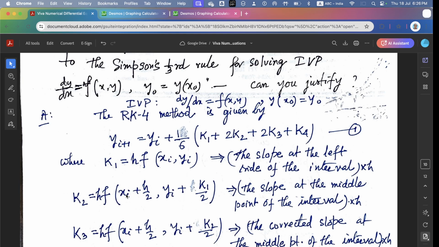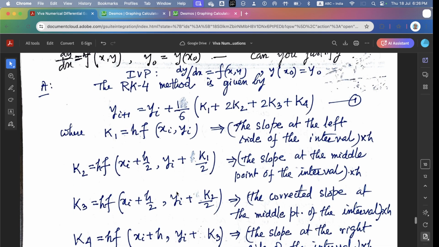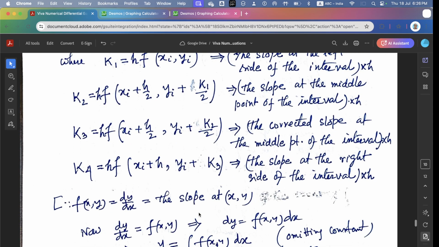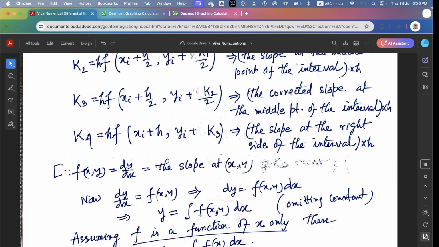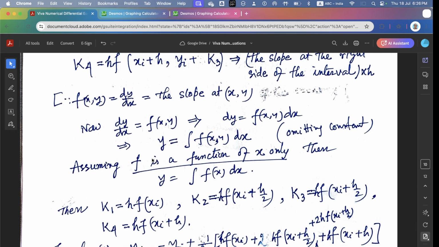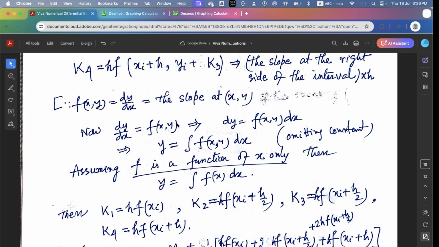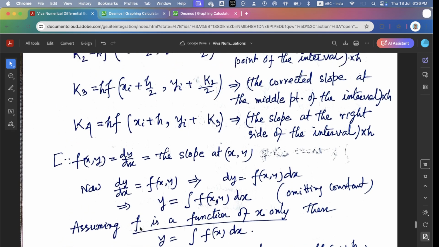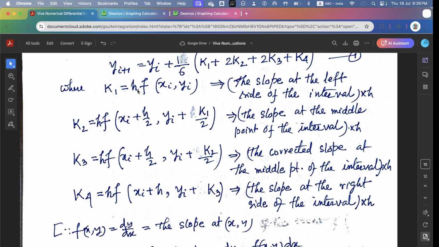k2 equal to h into f(xi plus h by 2, yi plus k1 by 2). This is the slope into h at the point xi plus h by 2, the middle point of the interval. And k3 is this, k4 is this. Now f(x, y) is the slope at the point (x, y), assuming f is a function of x only. So dy/dx equal to f(x), so we can derive y equal to the integration of f(x) dx. Now we can calculate, omitting y: k1 equal to h into f(xi), k2 equal to h into f(xi plus h by 2), k3 equal to h into f(xi plus h by 2), k4 equal to h into f(xi plus h).